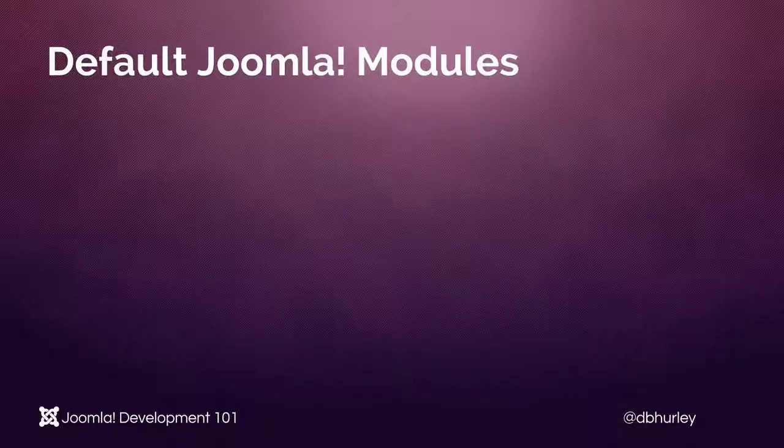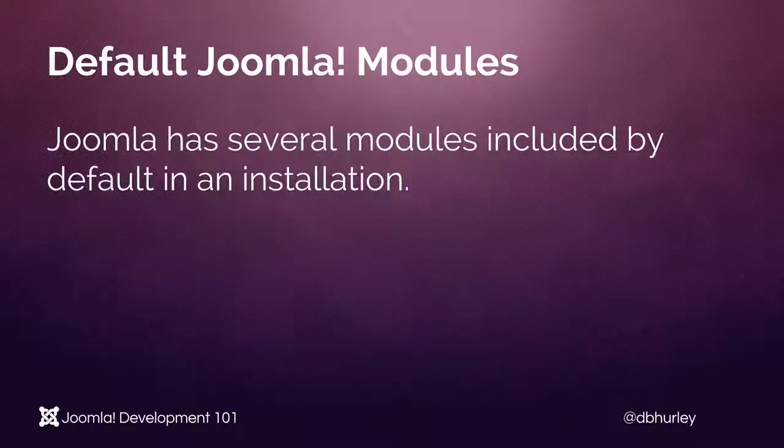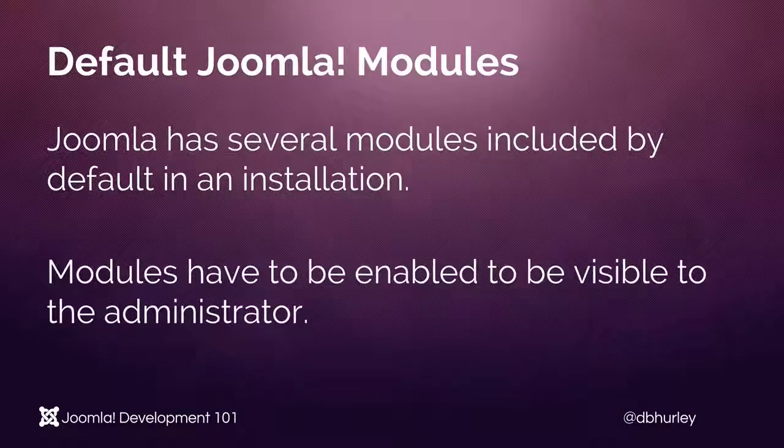Joomla ships with many default modules, and these are available in the admin panel of your website without any need for doing any additional installations. They're simply there, provided automatically when you install Joomla. It's important to notice, though, that not all the modules that ship with Joomla are enabled by default. If a module is not enabled, you will not be able to see it in the administration panel under the module management. So, key point, modules have to be enabled to be visible to the administrator.